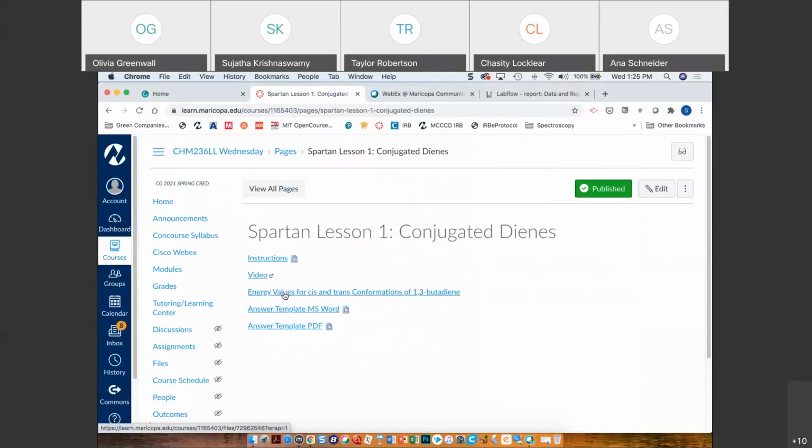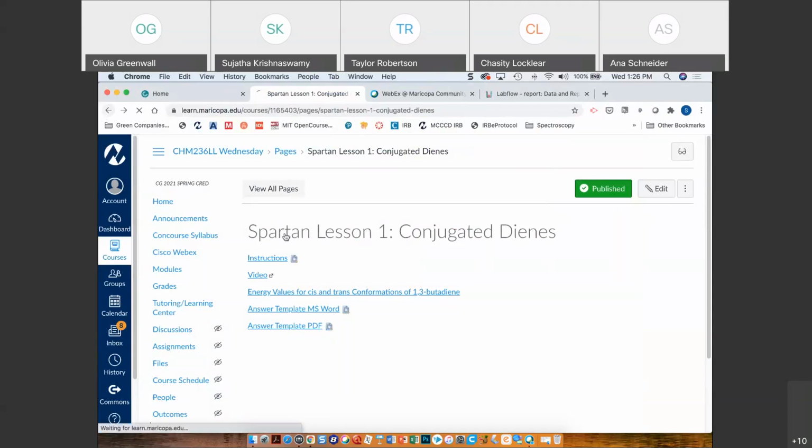That should be a Spartan file. To be on the safe side, I will email this to you. That's what I did for the Monday section. I will send you the Spartan files as attachments to an email because sometimes Canvas struggles to open or download it. So I will send that to you.